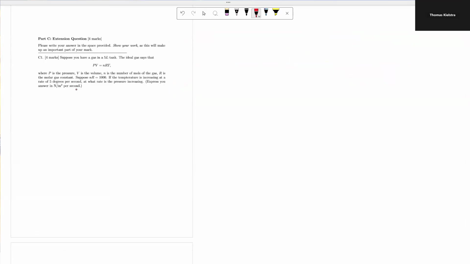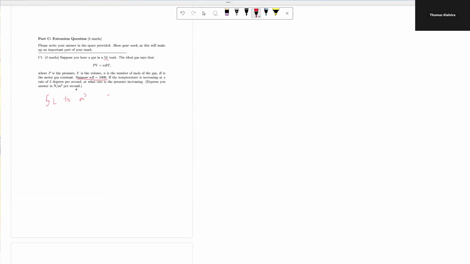Suppose that n times R equals 1,000. So we're simplifying the expression by making n times R 1,000, and we're given a 5-liter tank, right? If the temperature is increasing at a rate of 5 degrees per second, at what rate is the pressure increasing? Express your answer in newtons per meters squared per second. So here, because it's Newton per meter squared per second, I need to convert 5 liters to meters cubed.